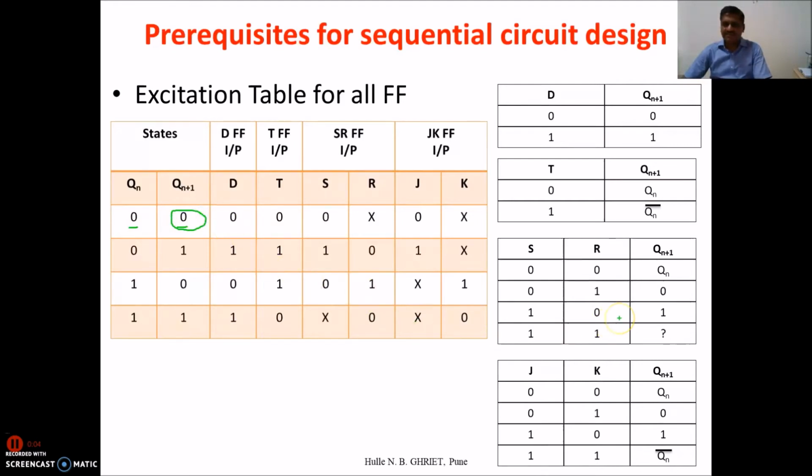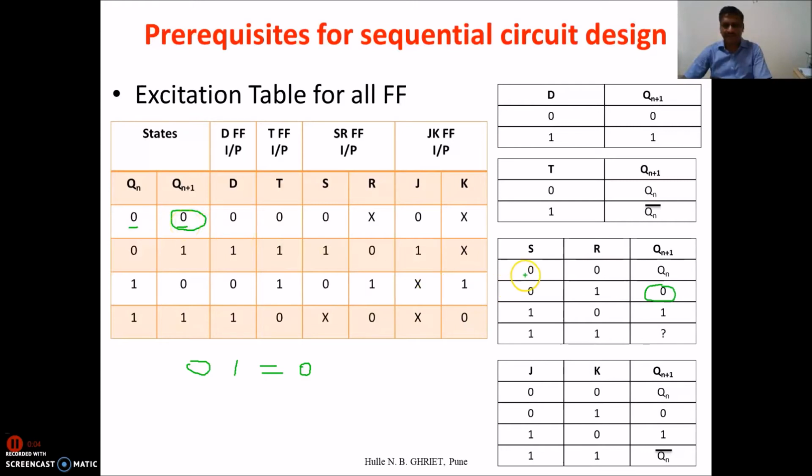Next state 0 is possible under this first circumstance, that is 0, 1 is the input. One condition is that when the input is 0, 1, in that particular case the next state will be 0. Another possible condition is that if the previous state is 0, the same state is maintained, and in that particular case also the next state will be 0.